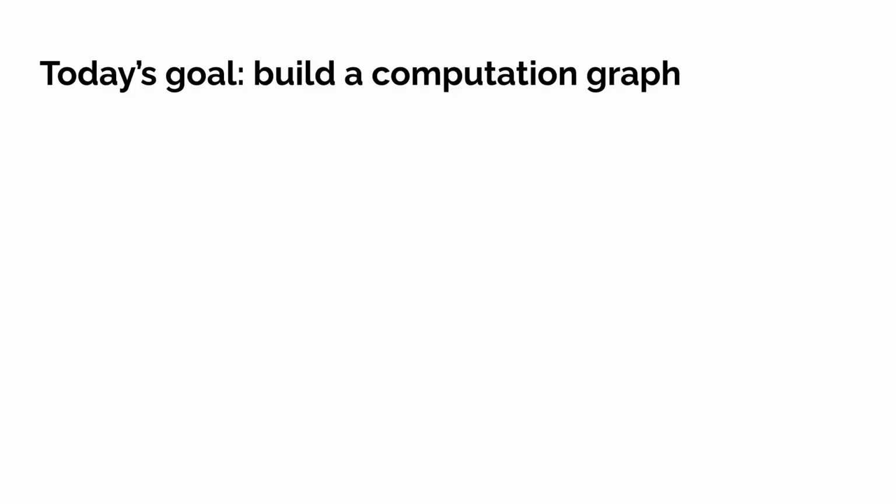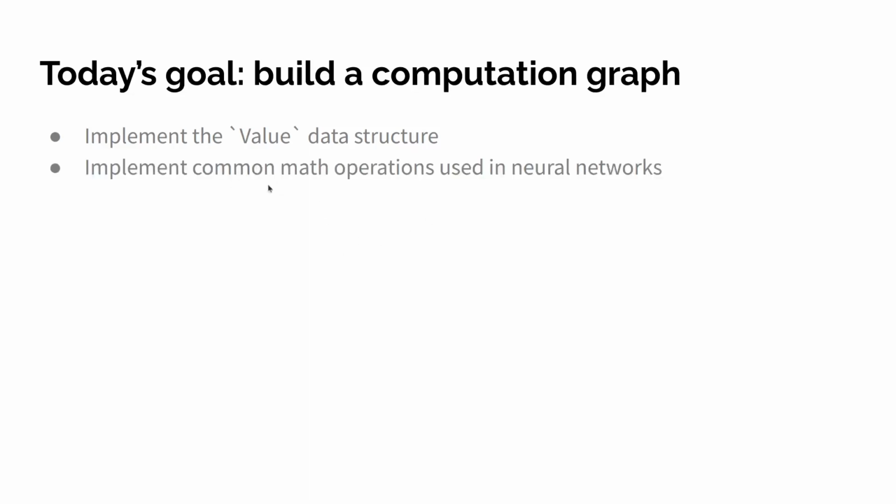Exciting times ahead. It is time we delve into the crux of this episode. The core goal is to lay the essential groundwork by building a computation graph. In particular, we are going to focus on implementing the value data structure and also several mathematical operations that are frequently used in neural networks. On top of that, unit tests will be added to ensure the proper functioning of our implementations.